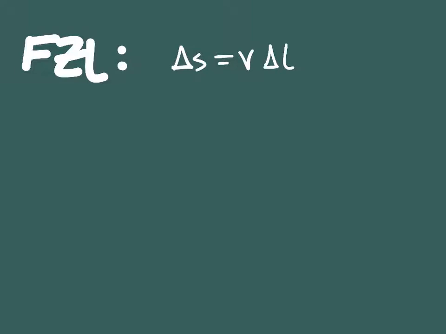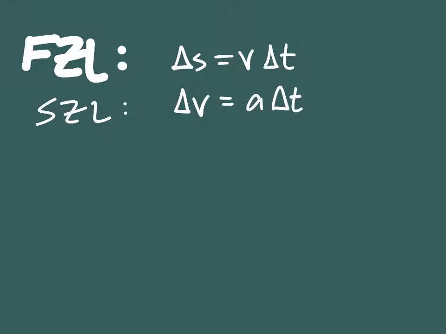So the first zeroth law, I've got a pen that's too big here, was delta S equals V delta T. The second zeroth law was delta V equals A delta T. Let me ask you something about this. Both of these equations describe the motion of an object, or they could describe the motion of an object.